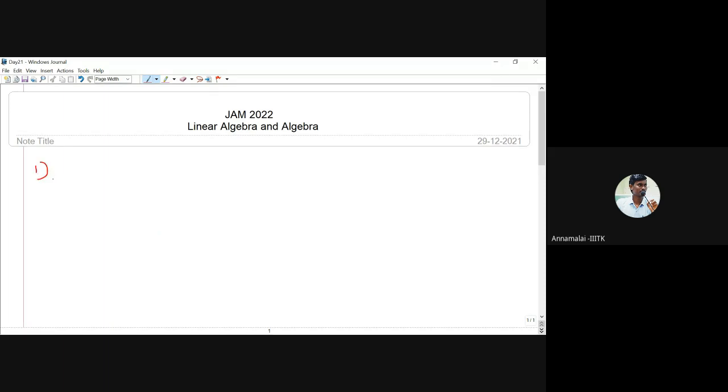What is the question? The number of elements in S5 which are their own inverse. So the number of elements in the symmetric group on 5 symbols, that is S5, which are their own inverses. How many elements have their inverse equal to itself? So that is the question.